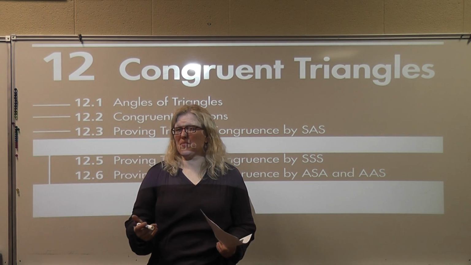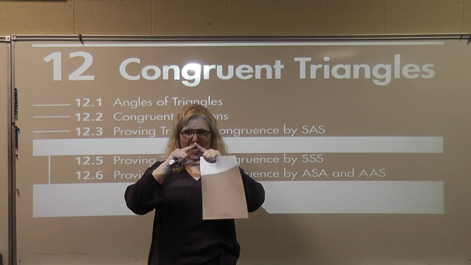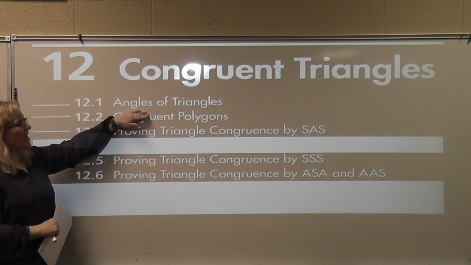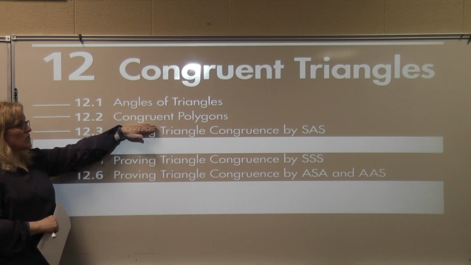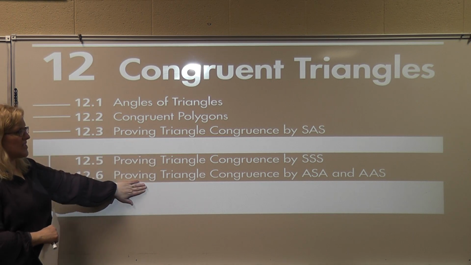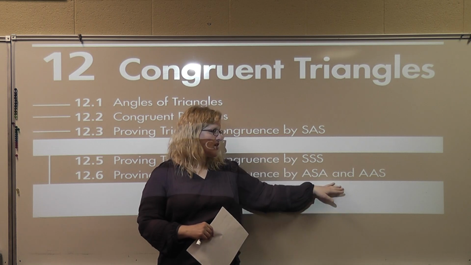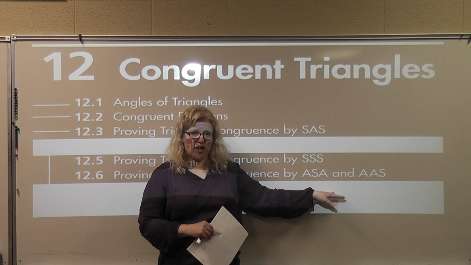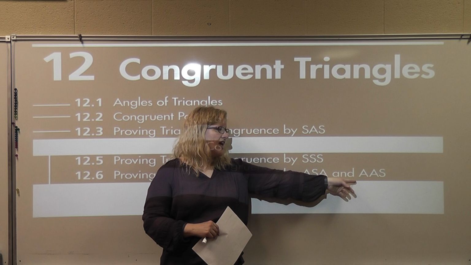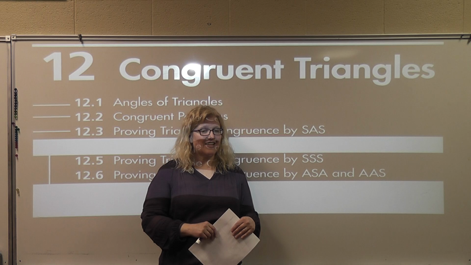Hopefully you remember what congruent means. Congruent means that they are the same. They've got the same lengths, okay? And so today, we're going to talk about angles of triangles. There's also congruent polygons, okay? And then these three, proving triangle congruences by, this S stands for side and A stands for angle. So these are different kinds of triangles that we're going to talk about. Side, angle, side, side, side, side, angle, and angle, angle, side. So don't be afraid. It's fun, actually.